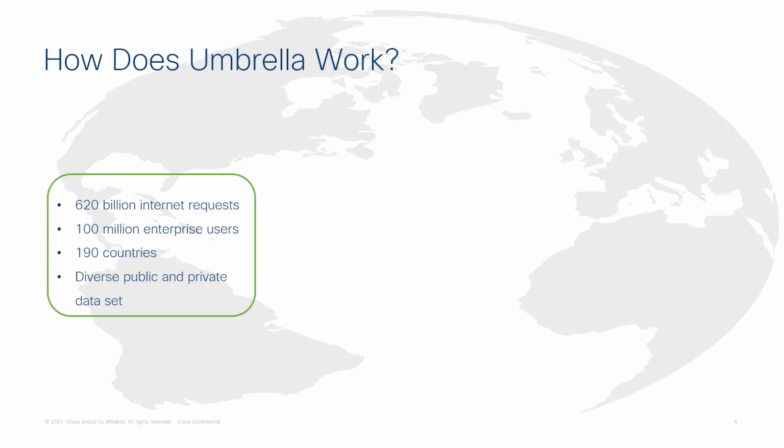To see attacks before they launch, Umbrella's threat analysis team learns from internet activity patterns to uncover attacker infrastructure. Usually, new attacks recycle the same infrastructure. Umbrella gathers over 620 billion internet requests from over 100 million enterprises and users across 190 countries every day. Our real-time DNS data is also enriched with diverse public and private data feeds.